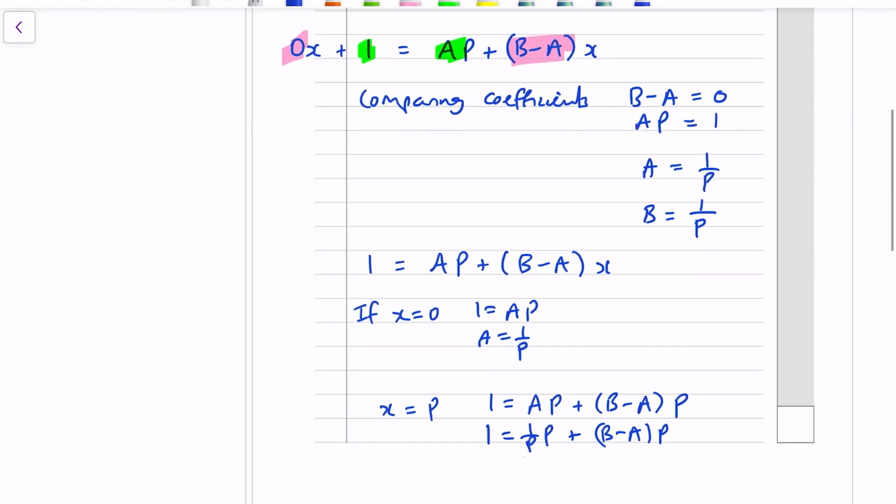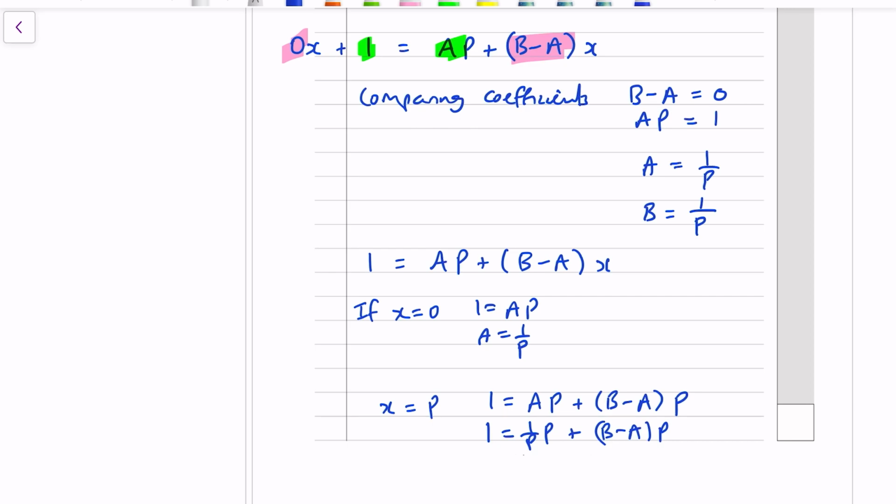And that first term there equals 1. 1 over p times p is 1, which means that the next term must be 0. And therefore, because p is not 0, in general, b must equal a, which equals 1 over p. So this was called the cover-up rule. Substituting different values of x in, because the expression must be true for all values of x, and then working out the coefficients from that. Okay, so we're done. That's the first part done.